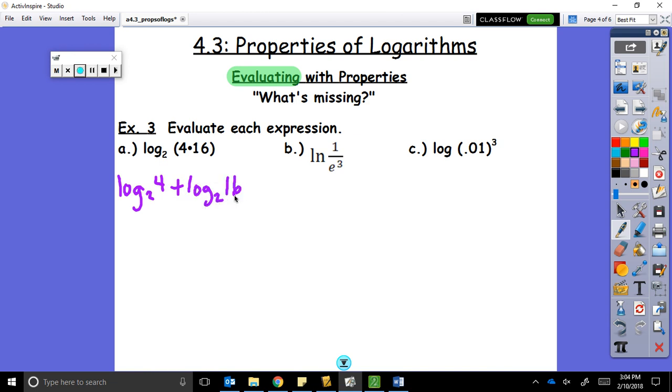Okay, well remember what we talked about yesterday. Log base 2 of 4. 2 to the what power is 4? Well, that will be 2. 2 squared is 4. Plus 2 to the what power is 16? That's what you're asking yourself there. And that's 2 to the 4th. So I end up with 6.